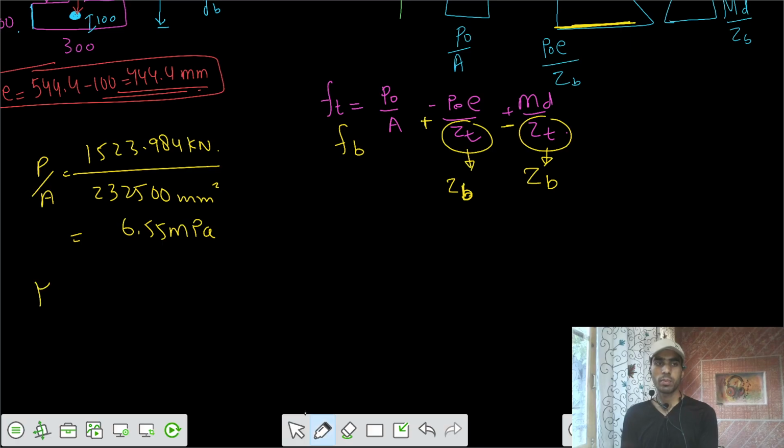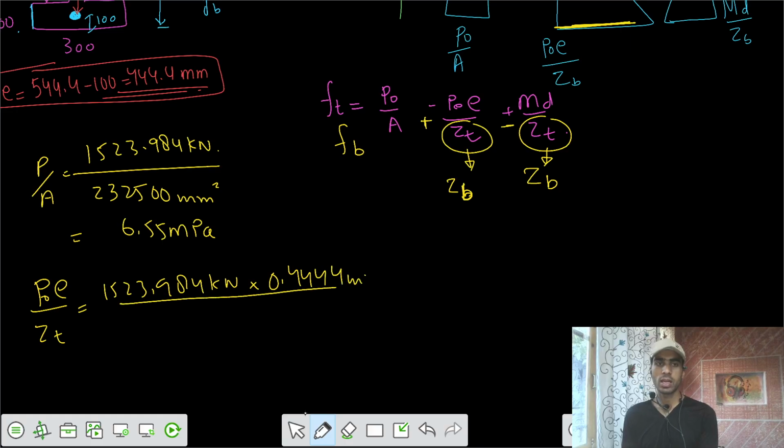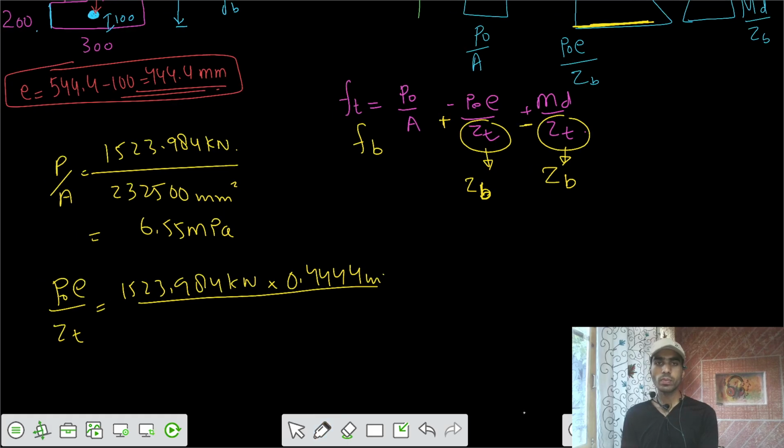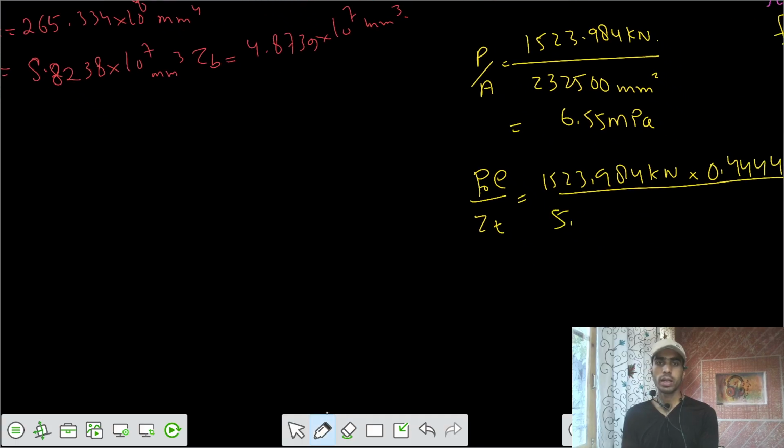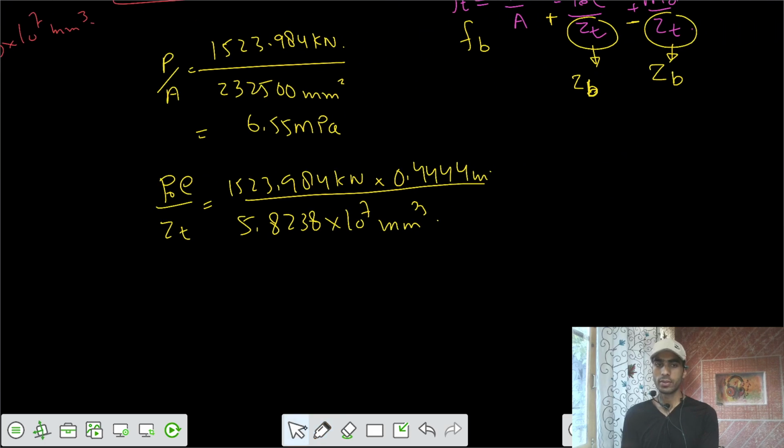And the second stress is P naught E by Z top. So I'm going to calculate P naught E by Z top. That's 1523.984 kilonewton. Eccentricity E was equal to 0.4444 meters, and Z top was given to you, that's 5.8238 10 to the power 7 millimeter power 3. So that you can convert afterwards, such that your stress is equal to 11.63 megapascal.